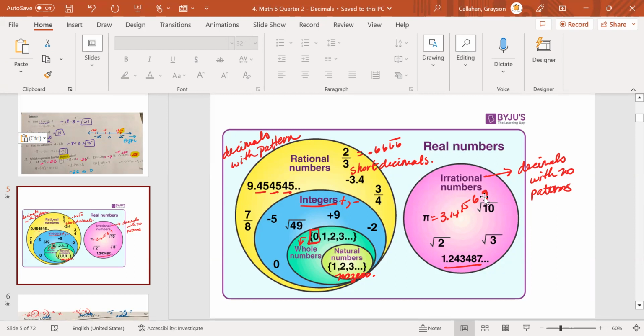Opposite of that is irrational numbers, like pi. It's 3.14159. This actually continues on forever and ever, and there's really no pattern with it. Square root of 2, square root of 3, square root of 10. All of these are decimals with no patterns. So it's best if you just memorize square root of 2, square root of 10, square root of 3. All of these numbers over here will be irrational numbers.